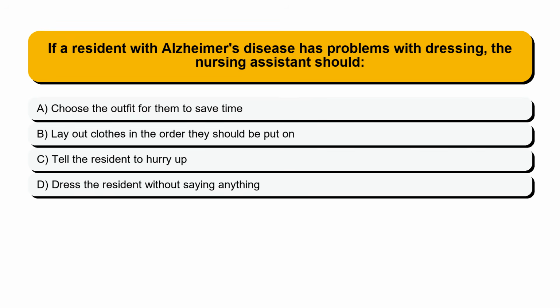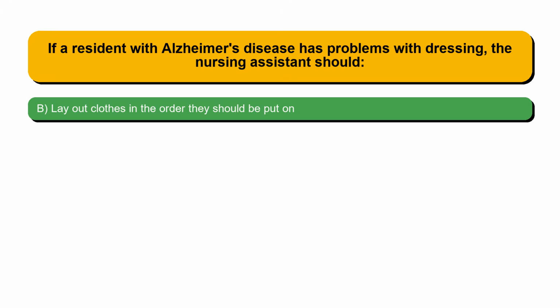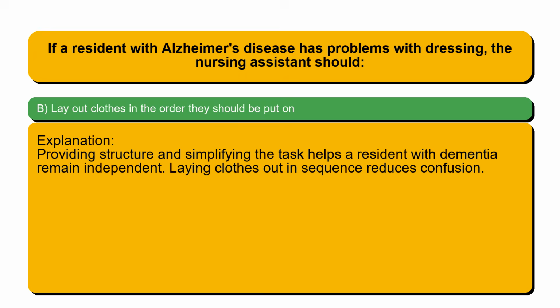Question 85. If a resident with Alzheimer's disease has problems with dressing, the nursing assistant should: Option A, choose the outfit for them to save time. Option B, lay out clothes in the order they should be put on. Option C, tell the resident to hurry up. Option D, address the resident without saying anything. The correct answer is option B, lay out clothes in the order they should be put on. Providing structure and simplifying the task helps a resident with dementia remain independent. Laying clothes out in sequence reduces confusion.